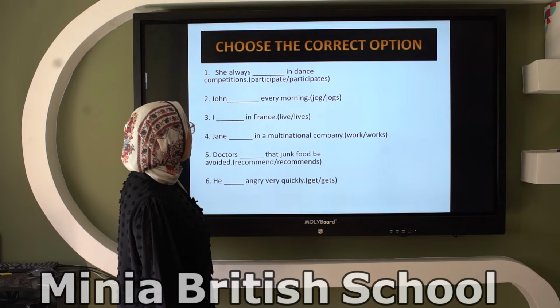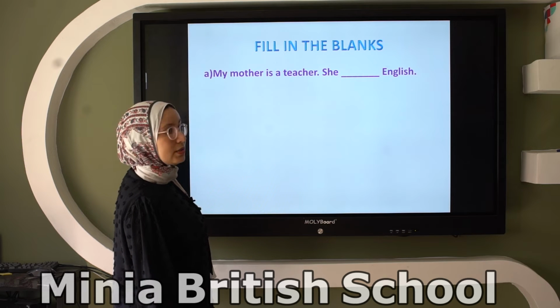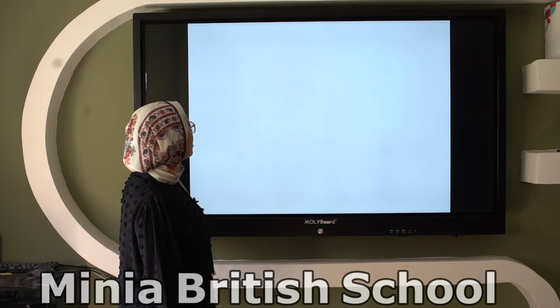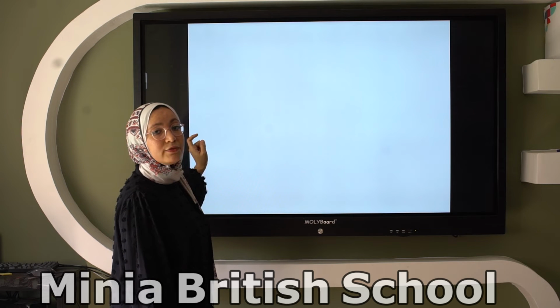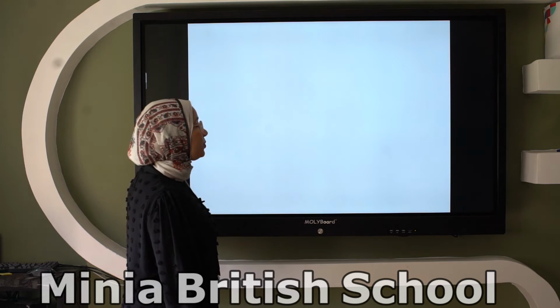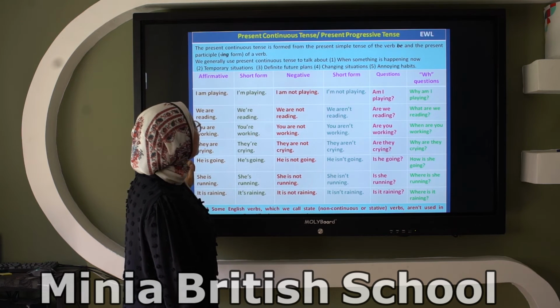Okay, let's move quickly to present continuous. Actually, I'm going to skip this exercise because we already have an exercise about present simple and present continuous together, just to save your time.